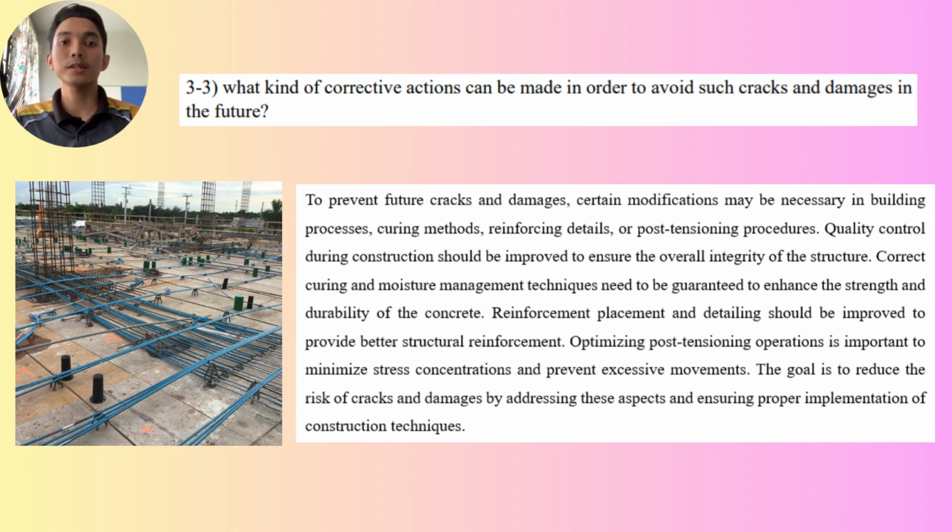Adjustments in building processes, curing methods, reinforcement details, or post-tensioning procedures may be used to avoid these cracks and damage in the future. This may entail improving quality control during construction, guaranteeing correct curing and moisture management, improving reinforcement placement and detailing, and optimizing post-tensioning operations to minimize stress concentration and prevent excessive movements.